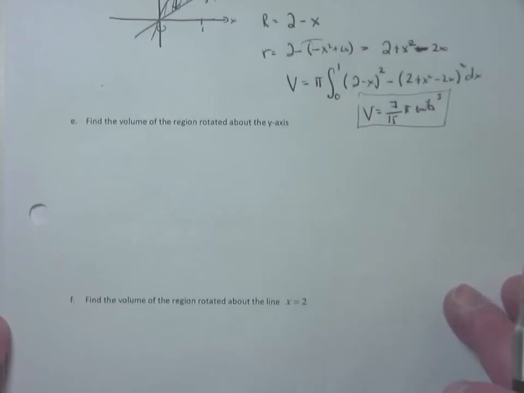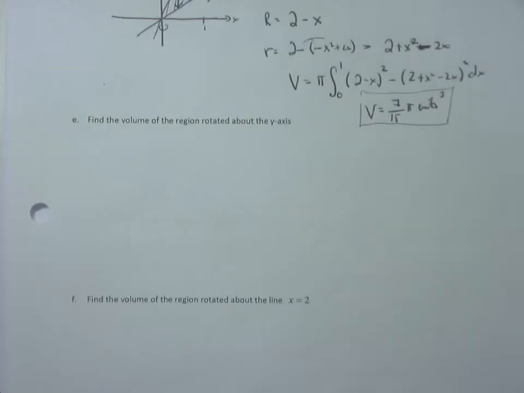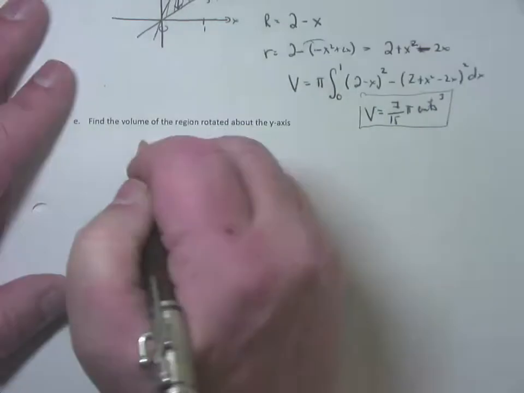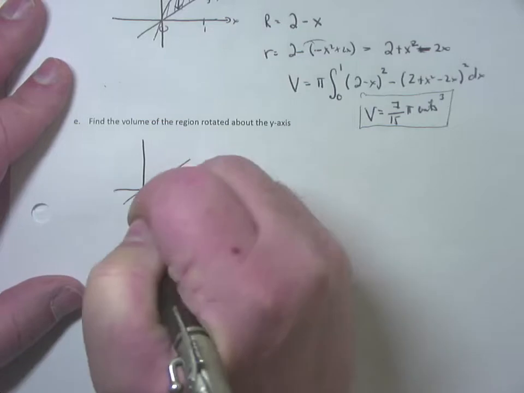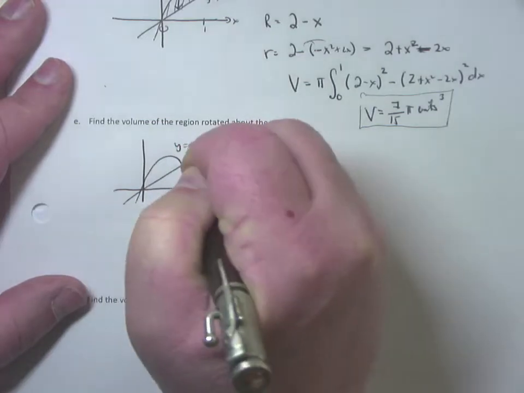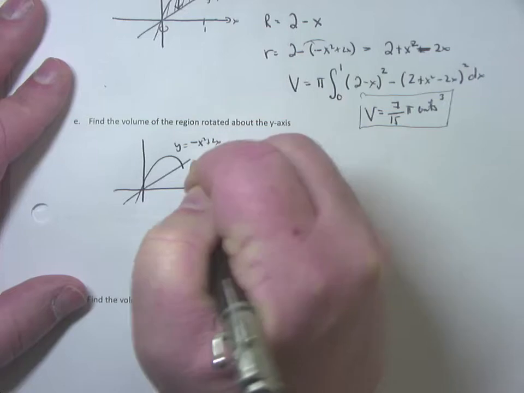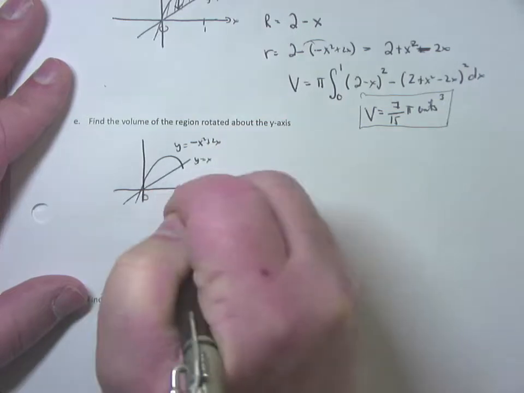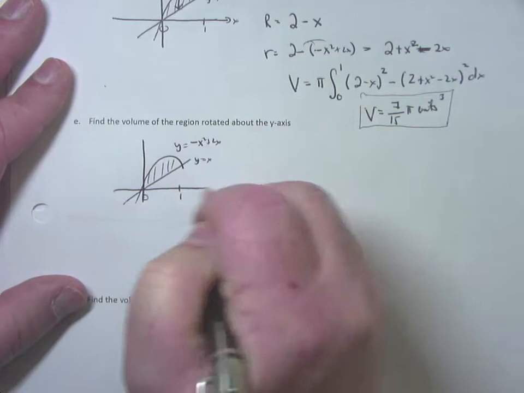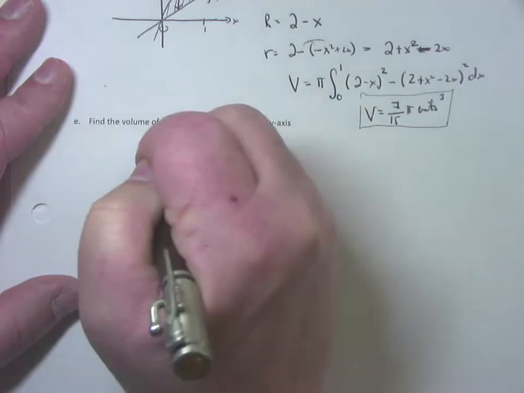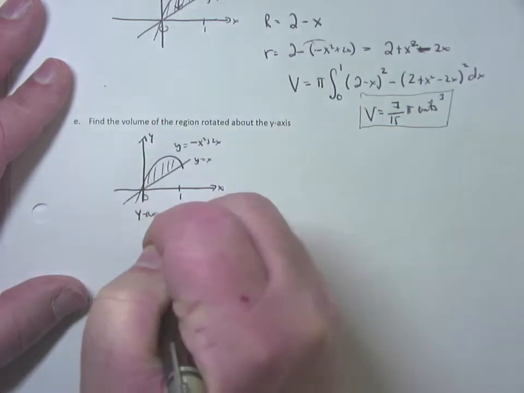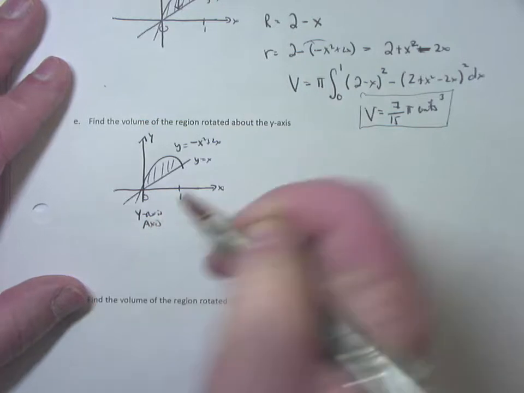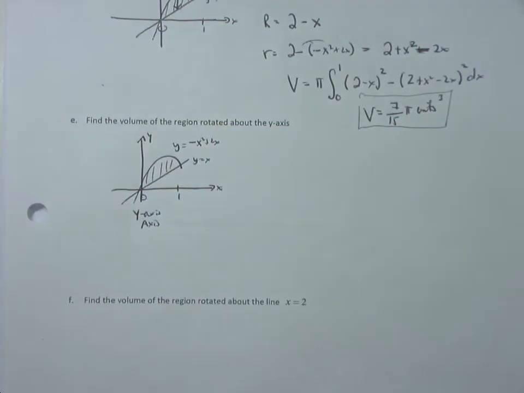But now, take a look at this guy. Take the same region, but this time they want me to rotate around the y-axis. My function is in terms of x. It is the line y equals negative x squared plus 2x and y equals x from 0 to 1. But this time they want me to rotate around the y-axis. The y-axis is my axis of rotation. So let's understand this. My function is in terms of x, but I want to rotate around the y-axis. What method am I going to use? This is a shell problem.